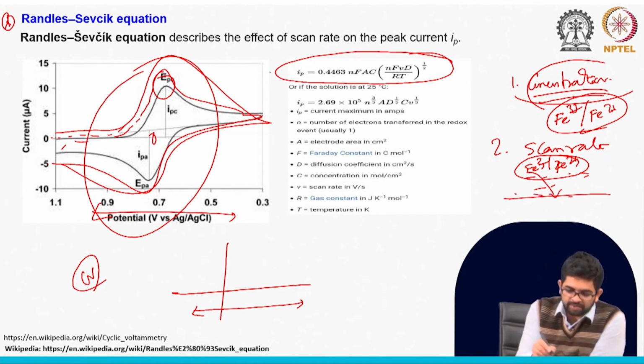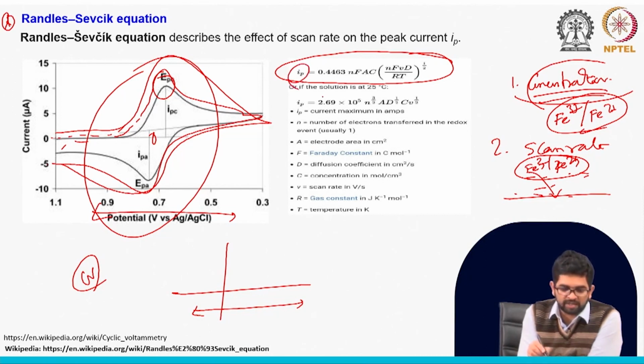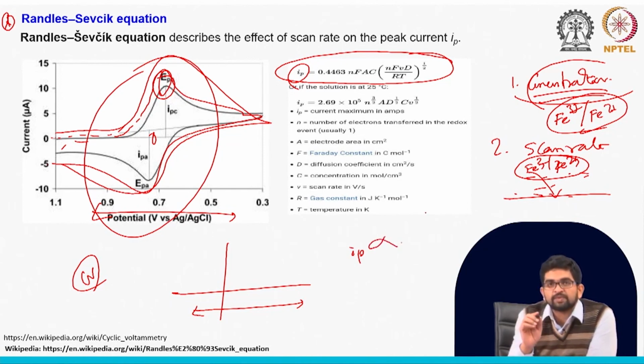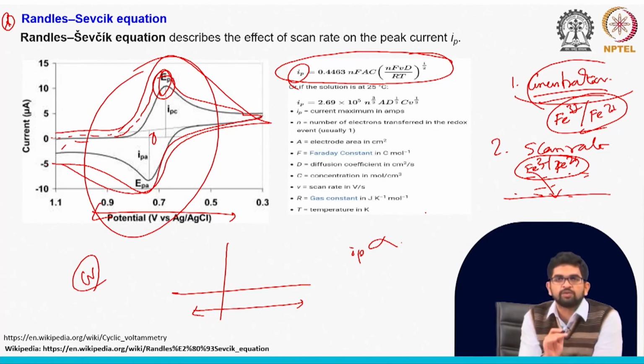It means your current, that is Ip, the maximum current that you are getting, Ip is proportional to your scan rate, how fast you are measuring this cyclic voltammetry. Some are measuring slow, some are measuring fast. So, that is why when you are going to publish your work, you have to mention which scan rate you are using. The relation is that Ip is proportional to the scan rate to the power half, which means it is a square root relation. Okay.